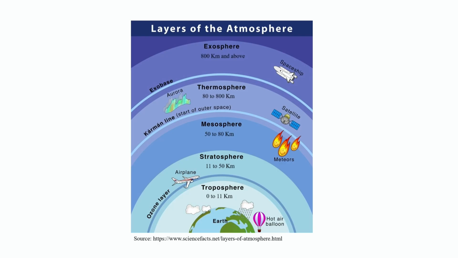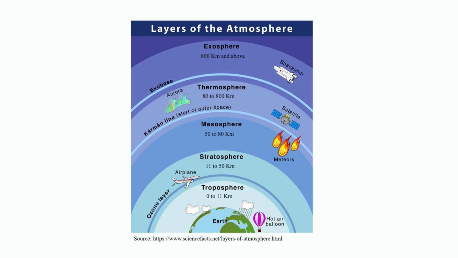The ionosphere also lies within the thermosphere. Finally we have the exosphere, 800 kilometers and above, where we have spaceships. This is the outermost layer of Earth's atmosphere. The temperature can vary from absolute 0 to 2000 degrees Celsius. The particles present here escape into space. So this was brief about the layers of atmosphere.